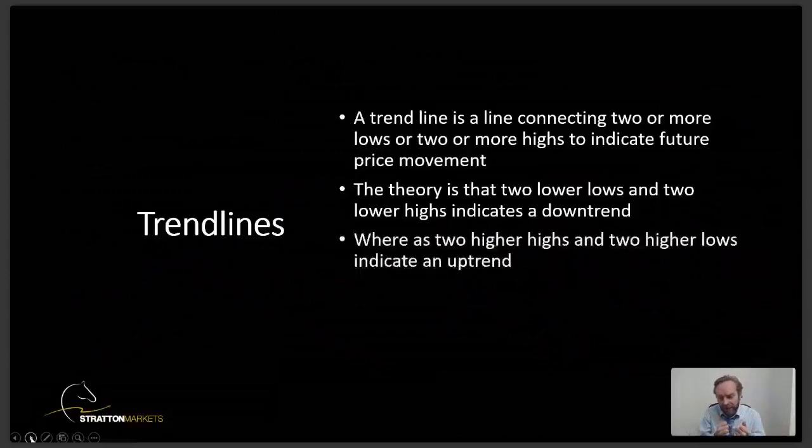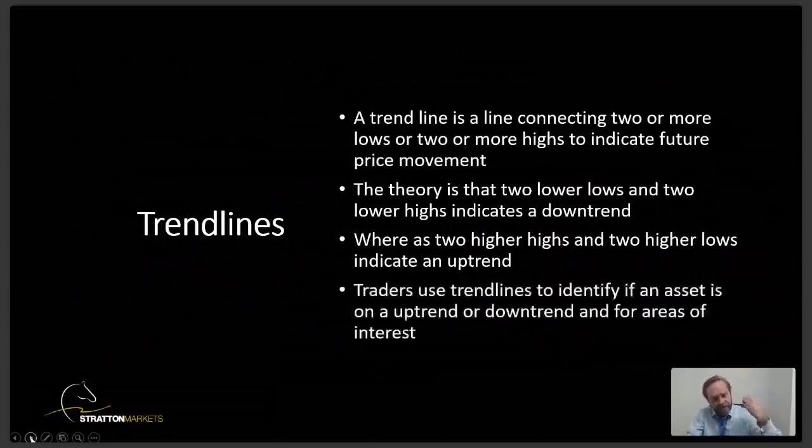Whereas if we're seeing two higher highs and two higher lows, then potentially this is indicating the asset is on an uptrend. Like I say, when they're looking at patterns, traders tend to draw in trend lines to try and identify if the asset is indeed on an uptrend or a downtrend, and to help them identify potential areas of interest.